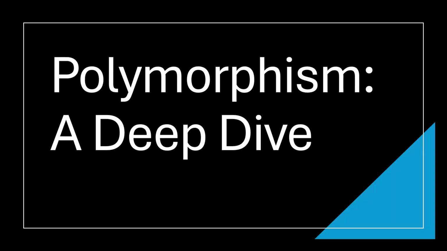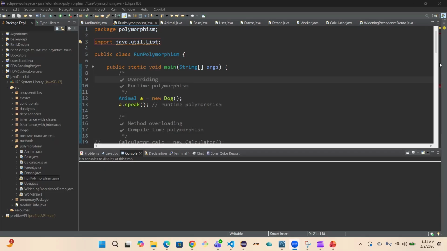Let's talk about polymorphism. All right. We are back in Eclipse, back in our IDE. Let's go through some examples of polymorphism. Let's start with overriding. That's our runtime polymorphism. If you look at the word overriding, it almost looks like it's running. So you can use that to remember runtime polymorphism.